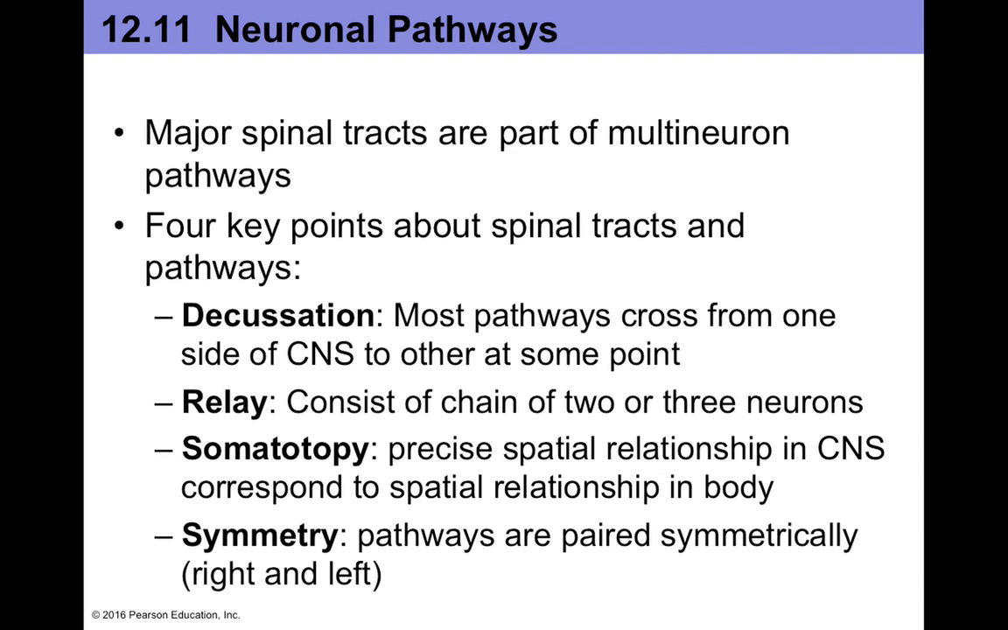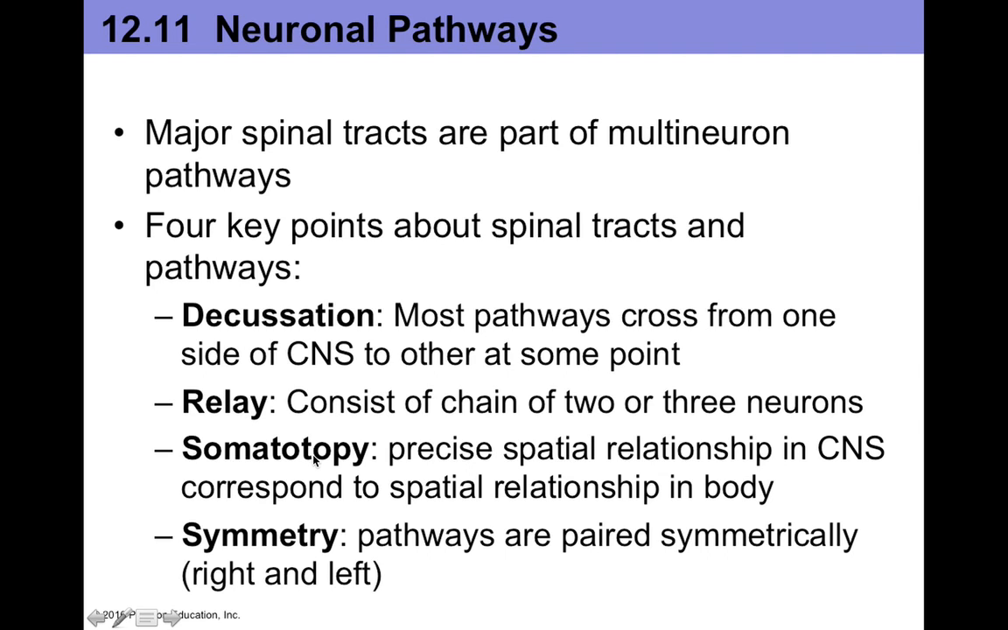at some point. An example we gave earlier was how your right primary motor cortex can control a lot of the muscles on the left side of your body. We also find that when information is transmitted to the brain and spinal cord, there's a lot of relay. And by relay, we're saying that information is transferred from one neuron to another. And there's typically 2 to 3 neurons in this relay pathway.